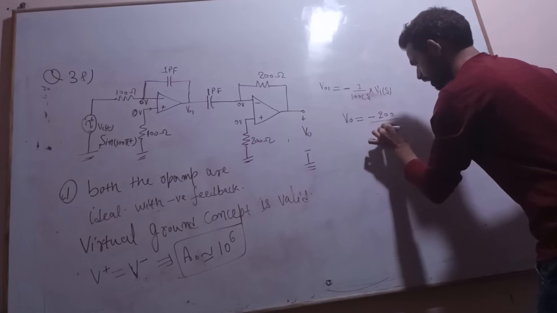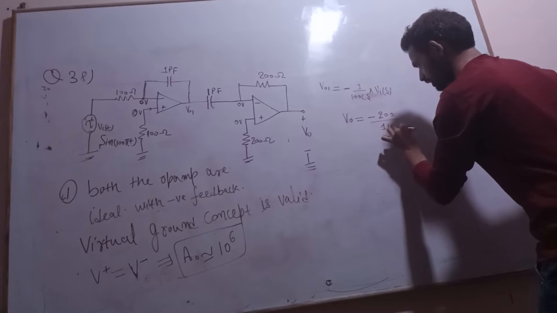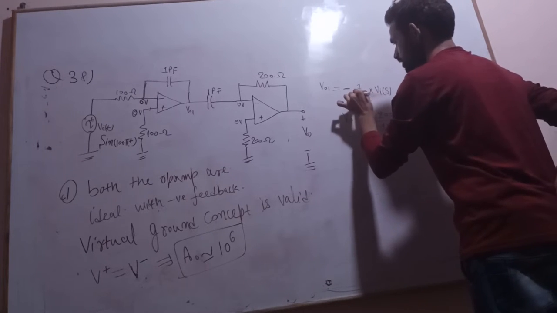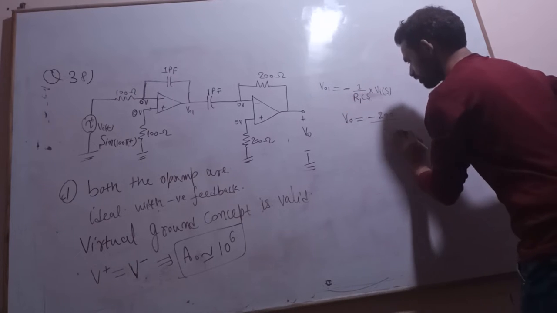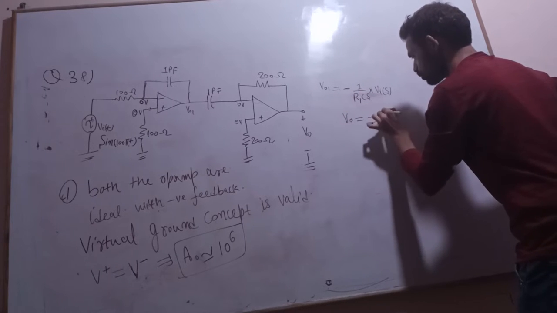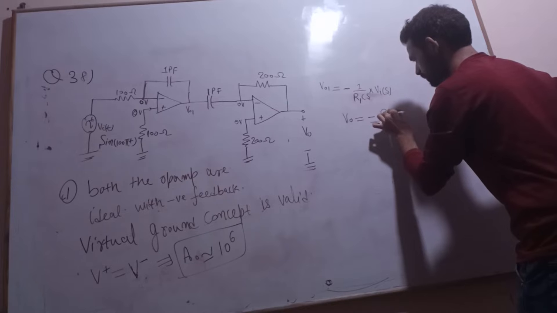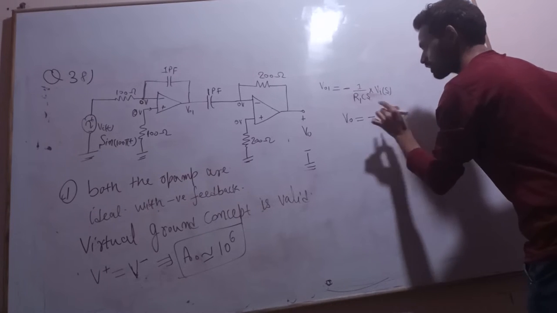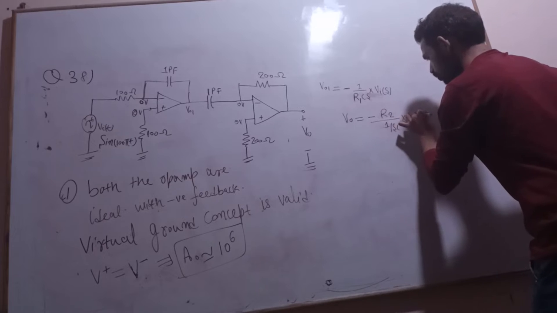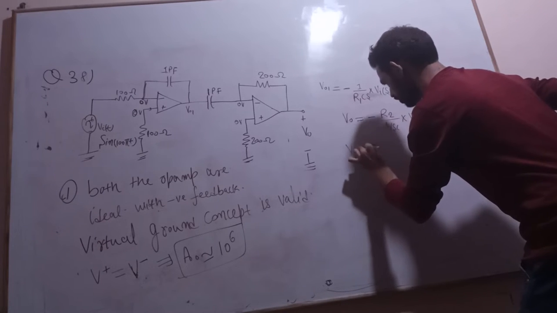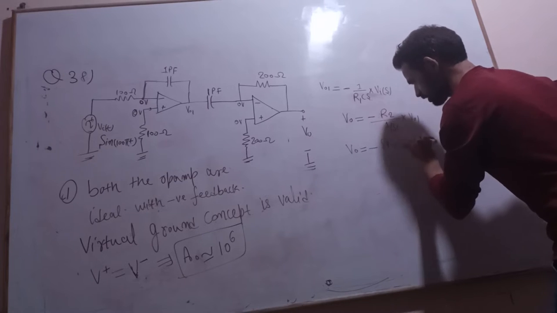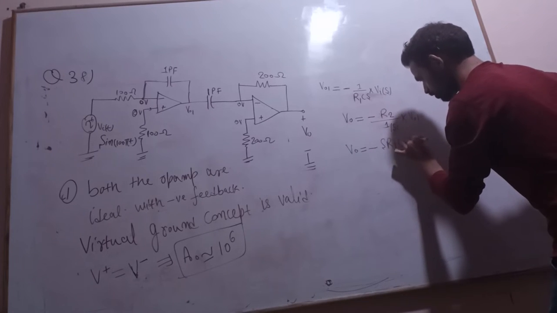So this is 1 by SC. So for time being, let us say this is my R1, and for time being let us say this is my R2, for our convenient purpose. So this is 1 by SC into V01. So V0 is equal to minus SR2C into V01.